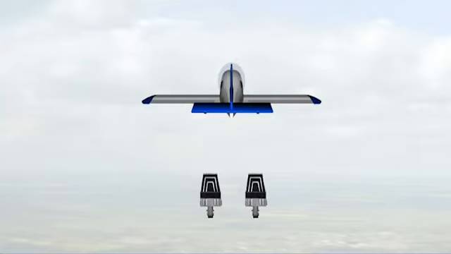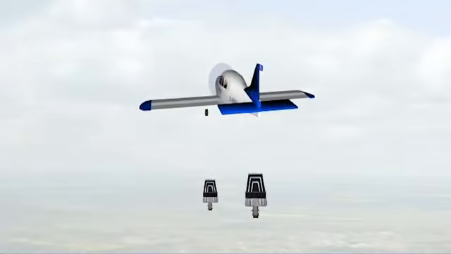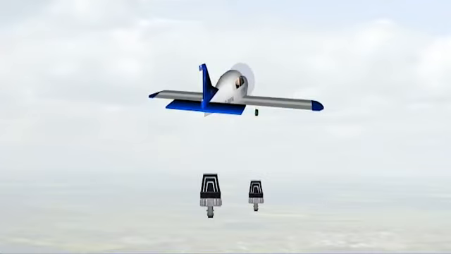The rudder is operated by foot pedals in the cockpit. Pushing the left pedal moves the rudder to the left, and the aircraft yaws to the left. Pushing the right pedal causes the aircraft to yaw to the right.